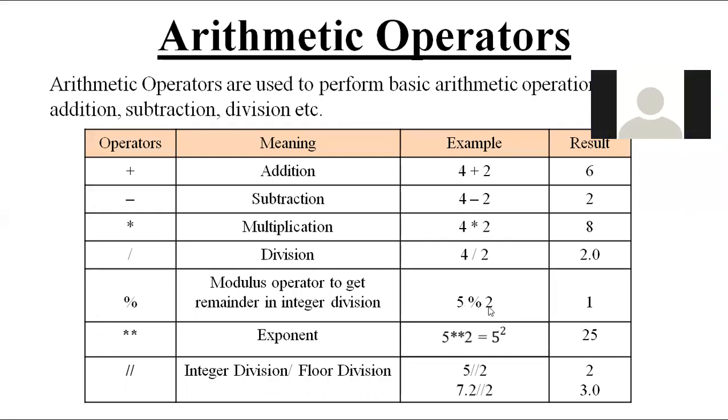So in this case, it always gives the remainder. The modulus operator gets the remainder in integer division. Clear? Here you have to use only integer numbers. You don't write floating point numbers in the case of a modulus operation.